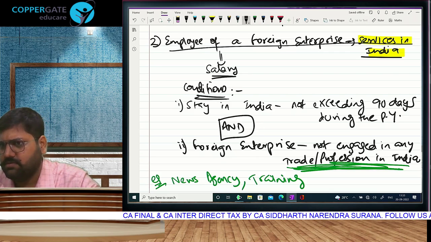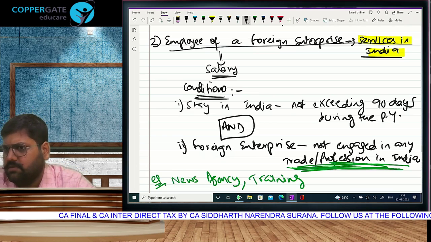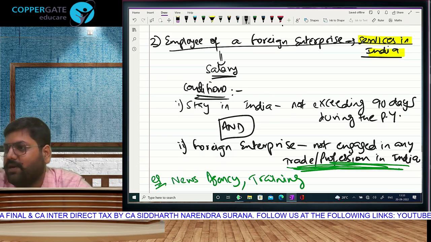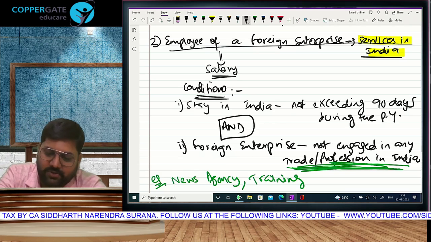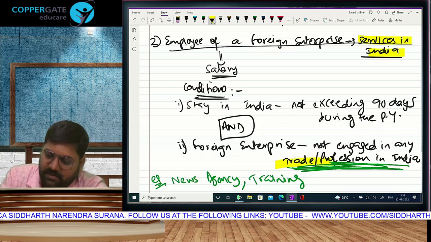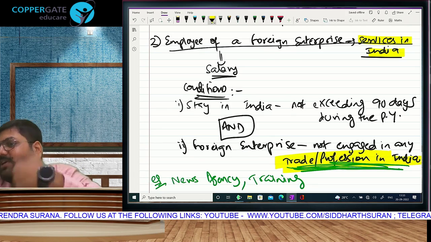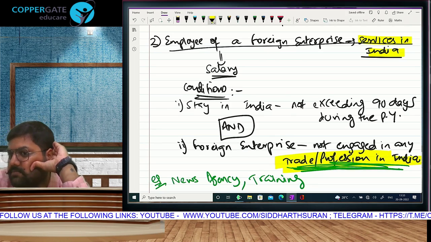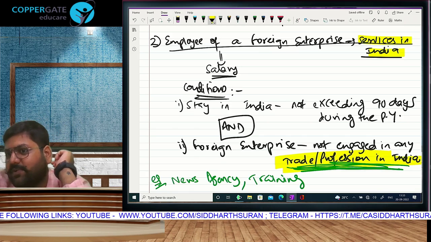Yes. So what difference will it make? No, but see, then you have not understood the provision. Where is the foreign enterprise's business? Where are they making profits? One of the criteria is that you should not be engaged in business in India. That means you are not making any money in India. So whatever salary is being paid to the employee is out of the profits earned outside India. So what difference does it make?